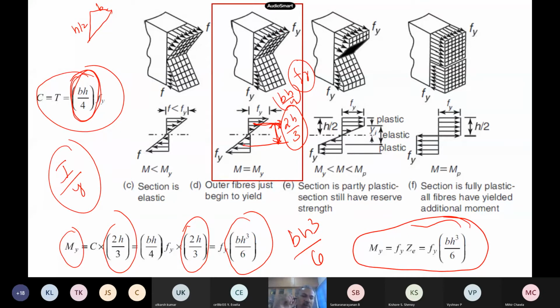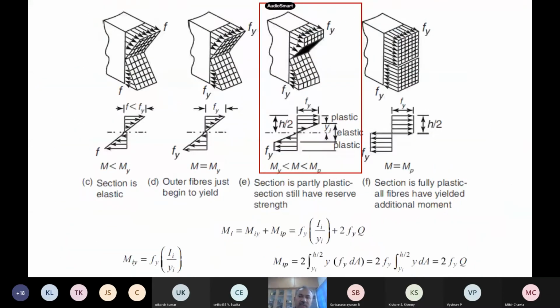Only the top and bottom fibers have reached very close to the yield strength. Now, when it comes to the next stage, slowly the plastification has started and come down. So it is something like this. The stresses are getting redistributed. If you want to find out the section modulus or the capacity, you have to do it in two parts. This much portion is plastified, but this portion is still elastic.